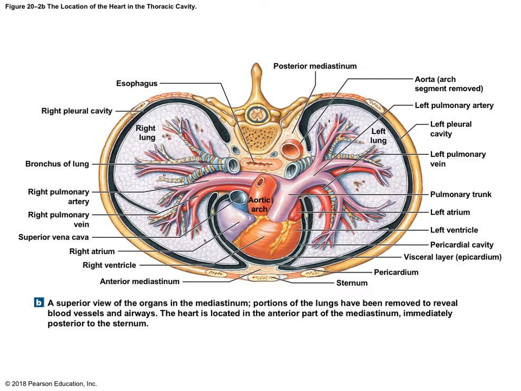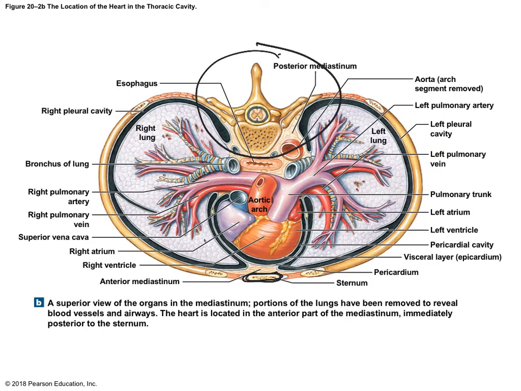Here's another picture of the heart so you can kind of see its placement. You're looking at a view where you're looking from the top of the heart down. So it's almost like they cut off the top of this person's body and they're looking down into their cavity. You can see the breastbone is right here on this side and the spine is back here.